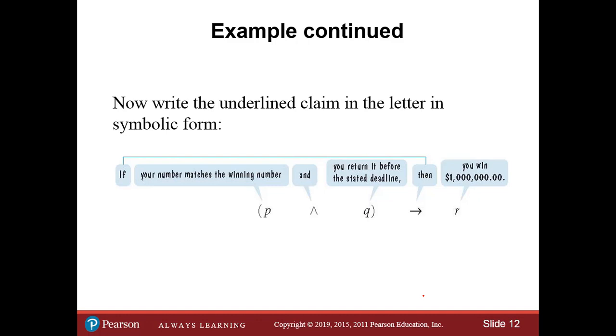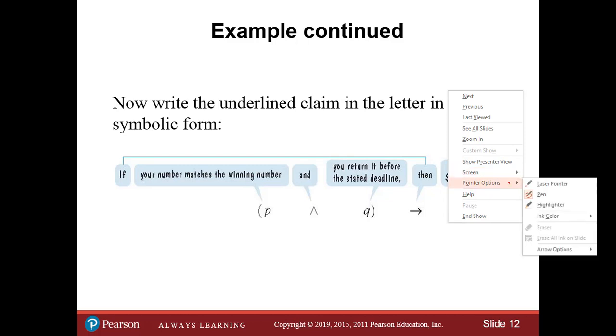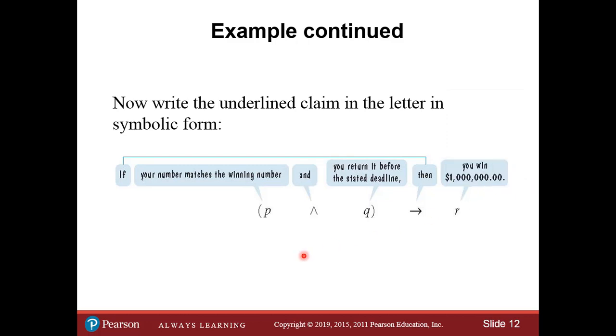So we set it up in symbols. So if then, right? So this is implication. If then, your number matches the winning number. That's P, and you return it before the deadline. So now again before the comma, so these are in parentheses. Then R, you win $1 million. Okay.